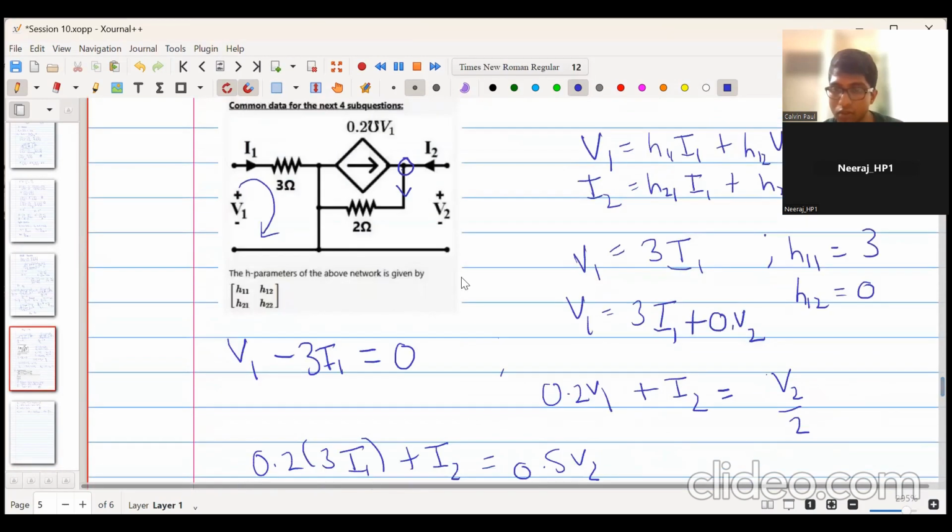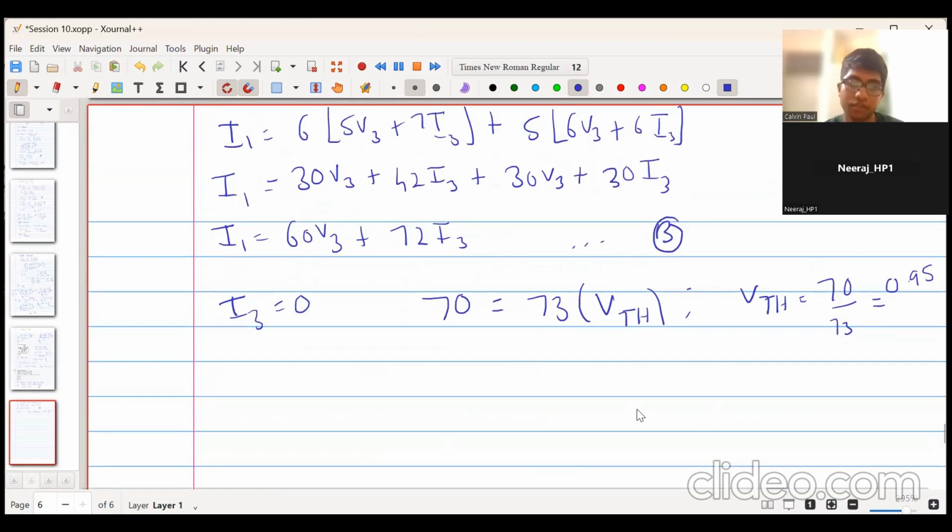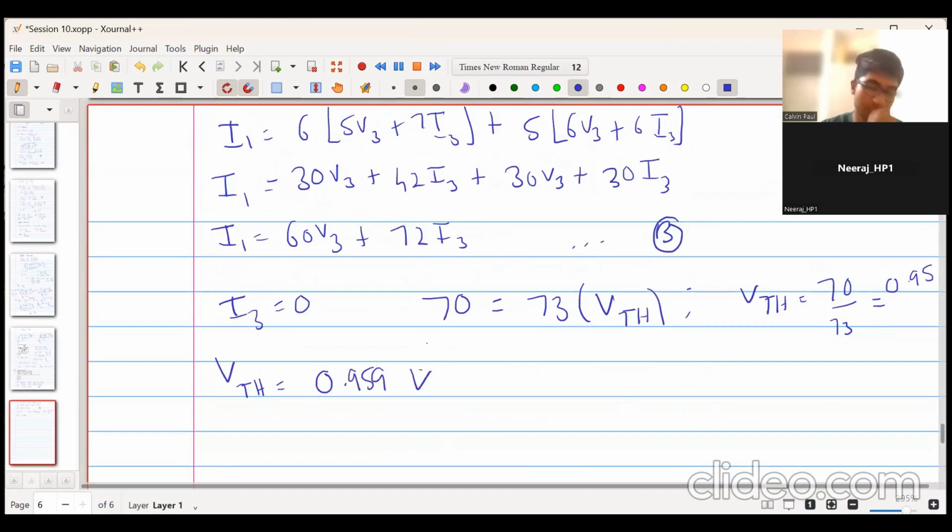Sorry, around 0.95. Let me write it over here. V Thevenin comes out to be 0.959 volts. Okay.